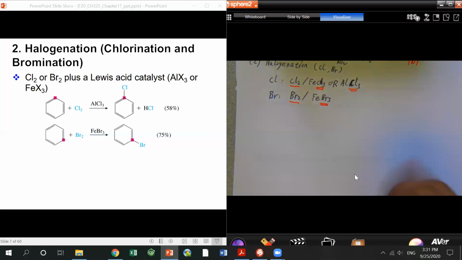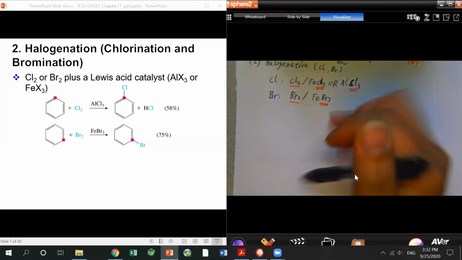PBr3 won't work. PBr3 is not a Lewis acid. A Lewis acid has to have an empty p orbital, in the iron or the aluminum, so that you can get the catalytic reaction. Phosphorus has no empty p orbital. All right, now I'll show you why.